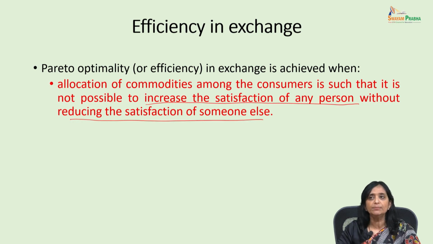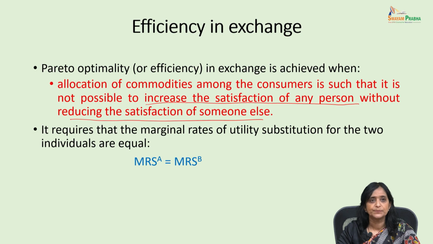But if I am able to take a bundle of goods from consumer A without changing his level of satisfaction and give it to consumer B, and that increases his level of satisfaction, we will say that this reallocation or redistribution of goods between A and B has increased the satisfaction of one without decreasing the satisfaction of another. And hence, we will say that we have achieved Pareto optimality.